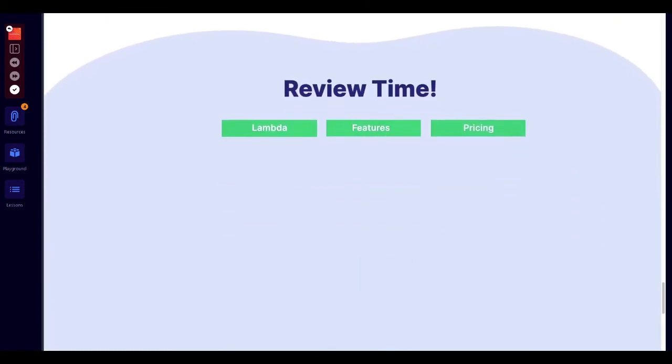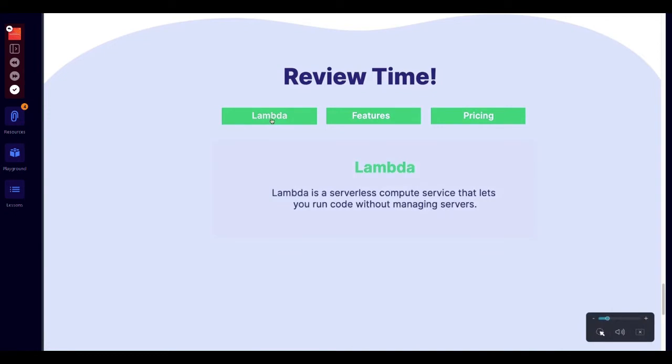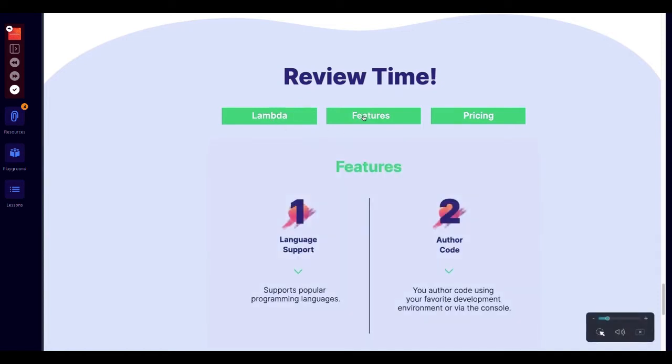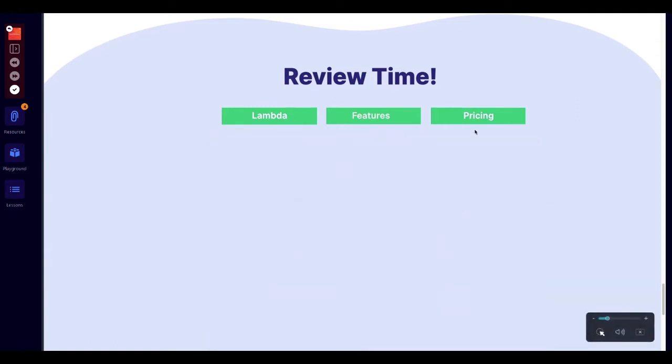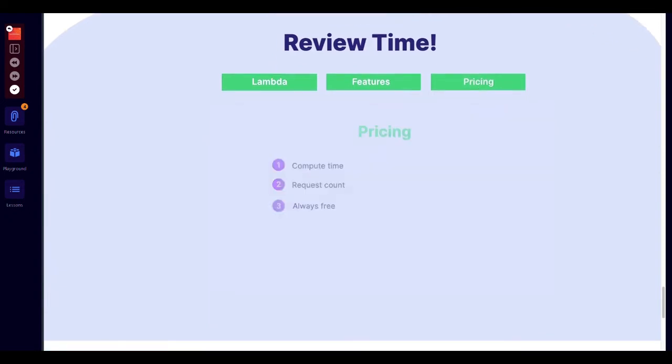It's review time. What did we learn? We learned about Lambda. Lambda is a serverless compute service that lets you run code without managing servers. And it has several features. It supports many popular programming languages, and you can author your code using your favorite development environment, or you can author it via the console. And we talked about pricing. Pricing is based on the compute time, request count, and then you have that always free option.